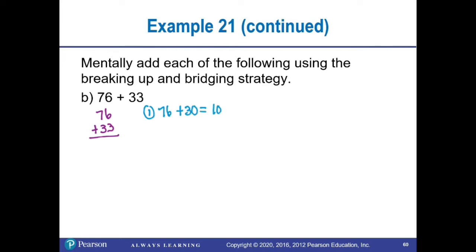So 76 plus 30 is 106. Now add the units from the second number. 106 plus 3 is 109.